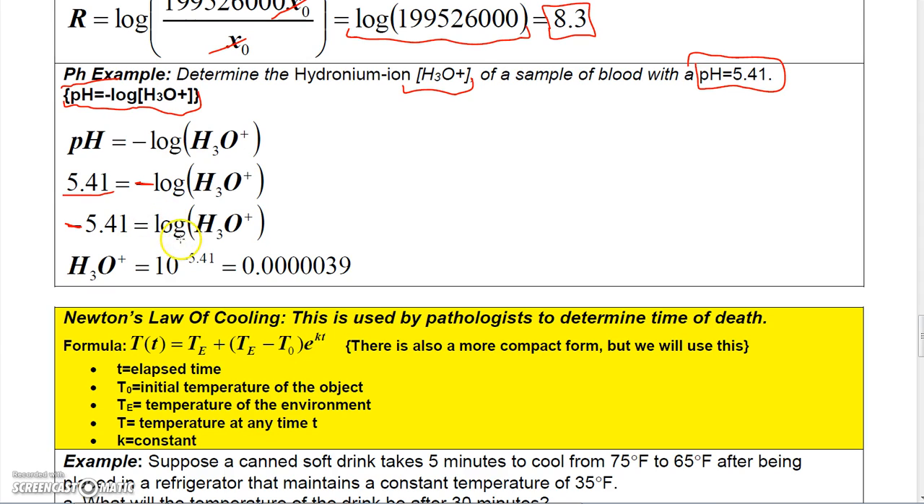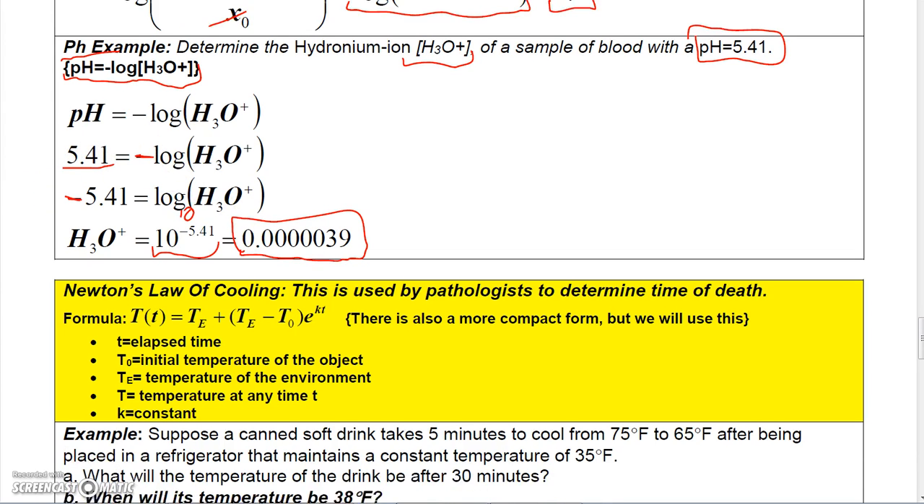And now, remember, this is a base 10. So if I wanted to, I could write this in exponential form and say, well, 10 to the -5.4 would equal the hydronium ion. And so now, putting that in a calculator, I get that the hydronium ion is 0.000039. And I don't know what the units are, but whatever the units are, they would go along with that.